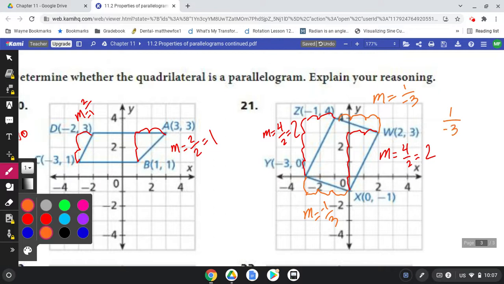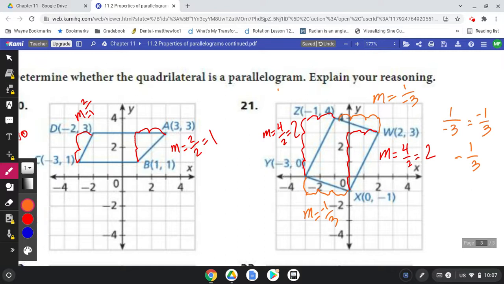If I have 1 over negative 3, that is equal to negative 1/3. Or you might even see it written like this. All 3 of these are equal. They are all congruent. They are all the same. Which tells us, if they are also parallel, that this is, yes, a parallelogram.